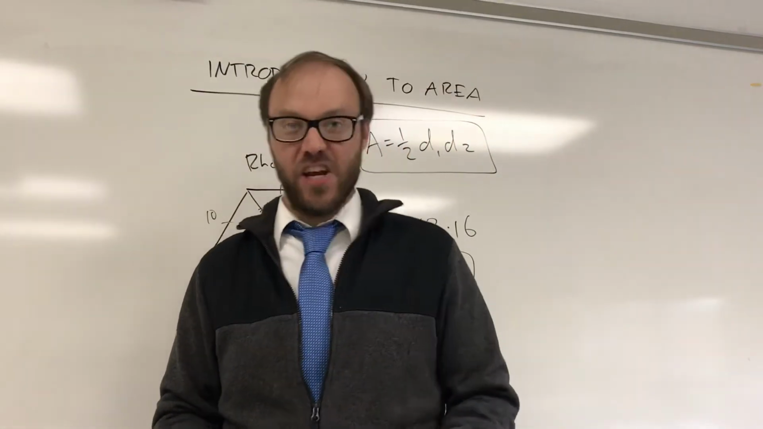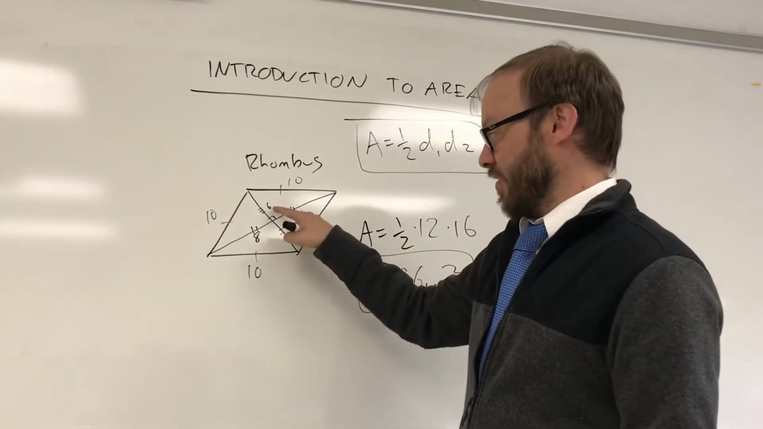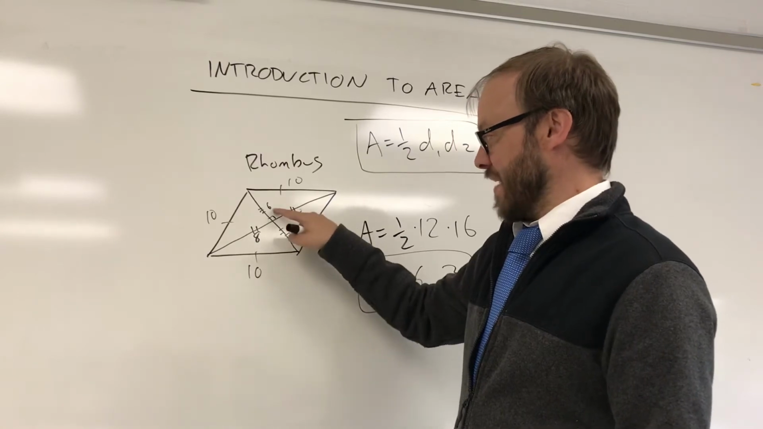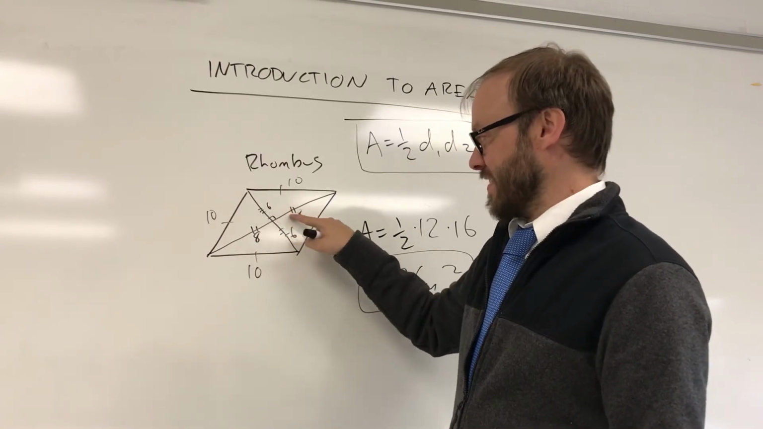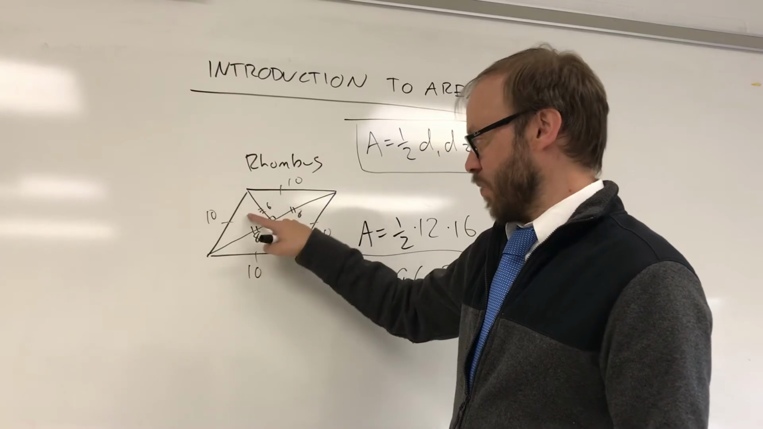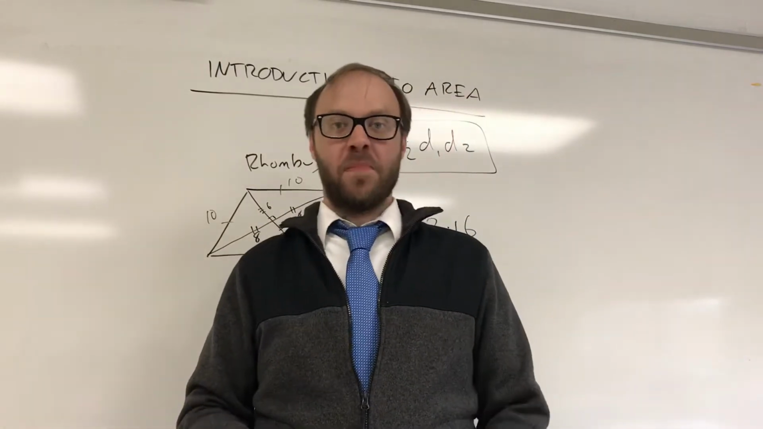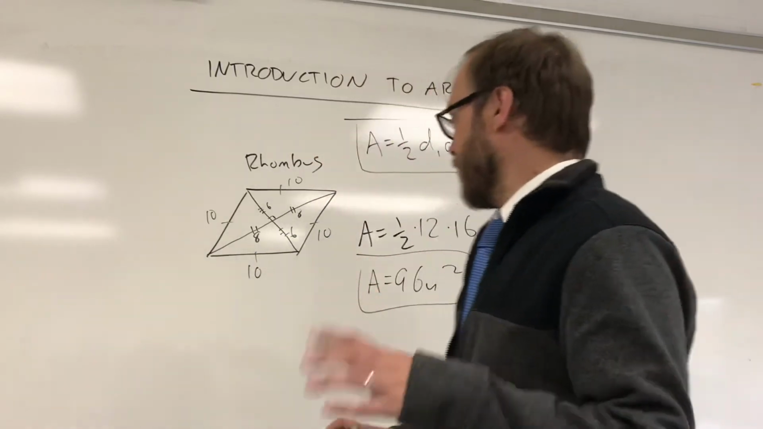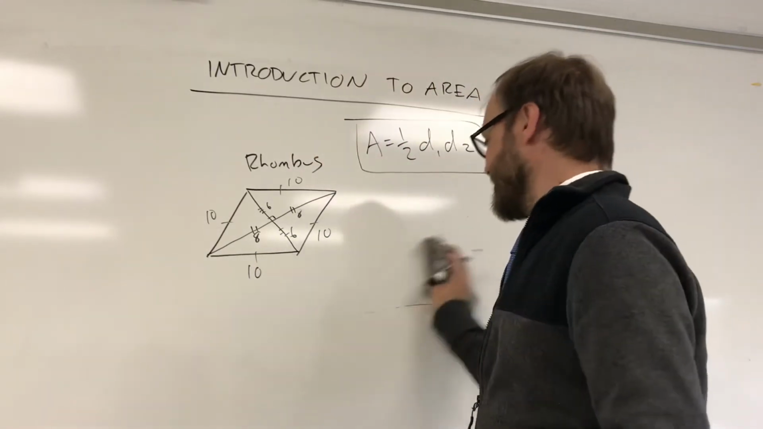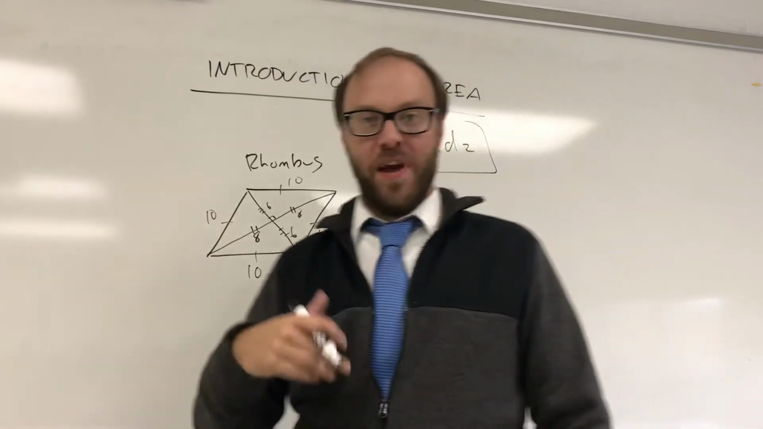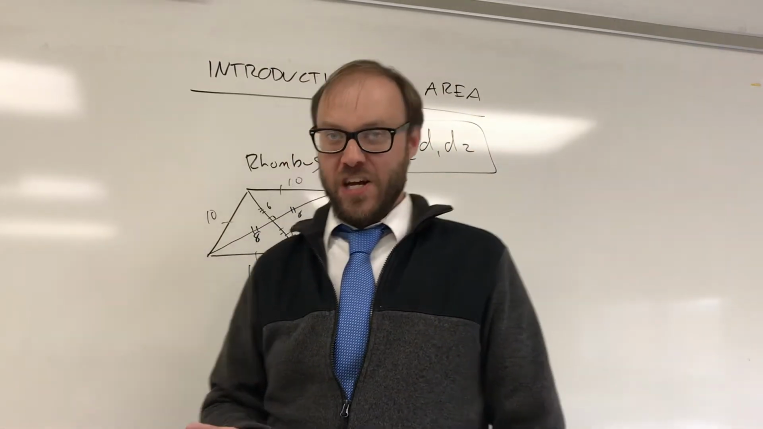So 96 square units. Of course, you could find the area of one of these little triangles. You've got a base and a height there. Half the base times the height would give you 24, 24, 24, 24, which is also going to add up to 96, okay? One thing to remember is that a rhombus is also a parallelogram.